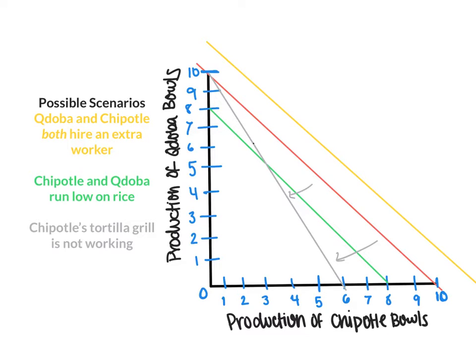As you can see in the line, in scenarios 1 and 2, the opportunity cost remains the same, but in scenario 3, on the other hand, the opportunity cost for producing Chipotle bowls goes up because as you create Chipotle bowls, there's a higher number of Qdoba bowls that you could be making but you're not making.